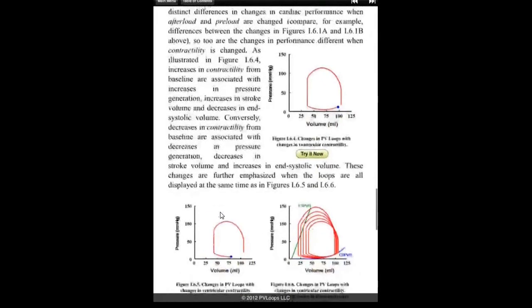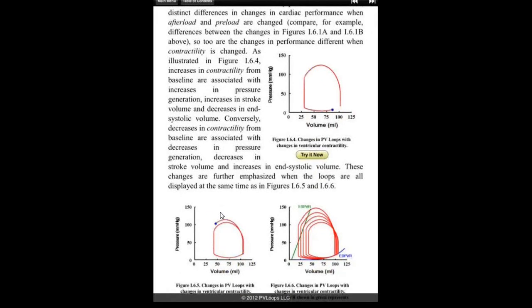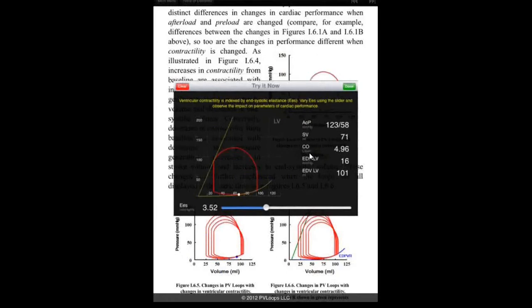And then a unique feature is that each chapter has what's called a Try It Now button. When you press this button, a pop-up window occurs, and it brings you to an interactive simulation where you can vary that one parameter and see the impact on the loops and on several different parameters. So, for example, this is the pop-up window on contractility.